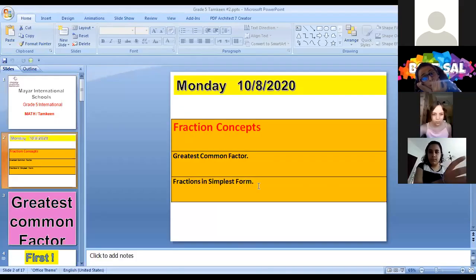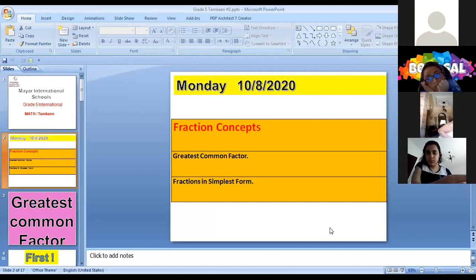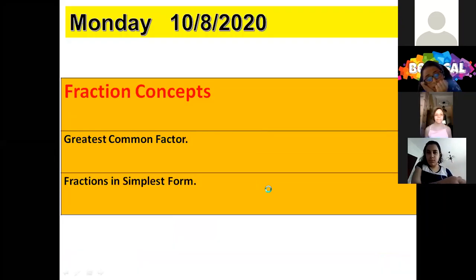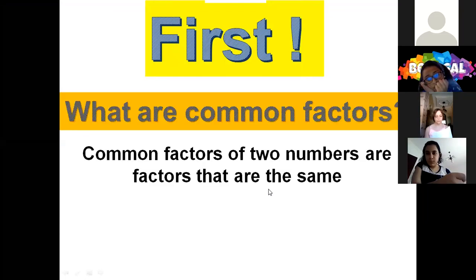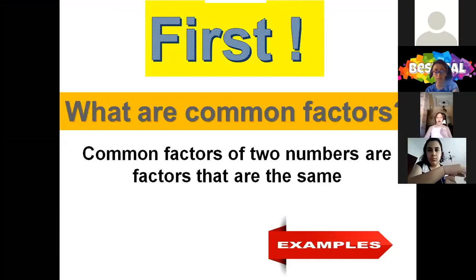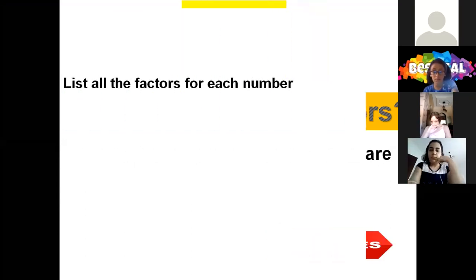So today we will talk about the greatest common factor, and we're going to talk about fractions in simplest form and how to simplify fractions. So let's start with the greatest common factor. First thing, we need to know what the common factors are, and we're going to remember what we mean by factors. A common factor of two numbers is a factor that is the same.